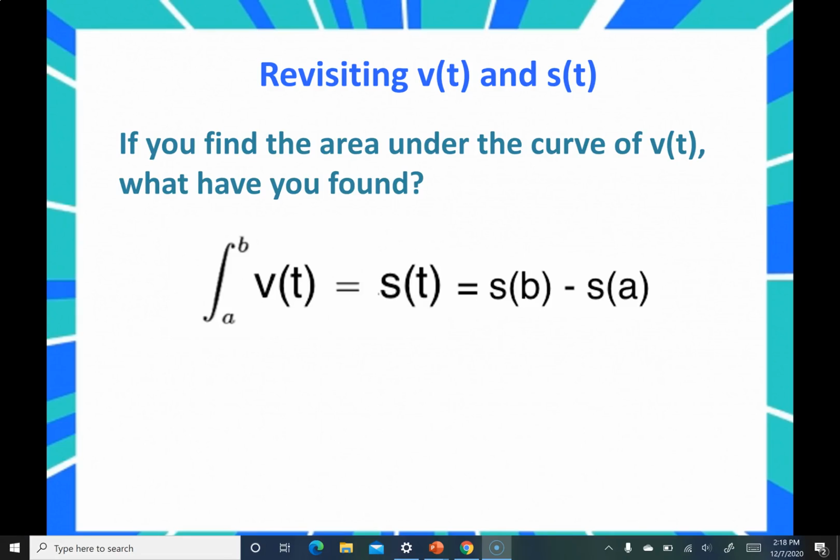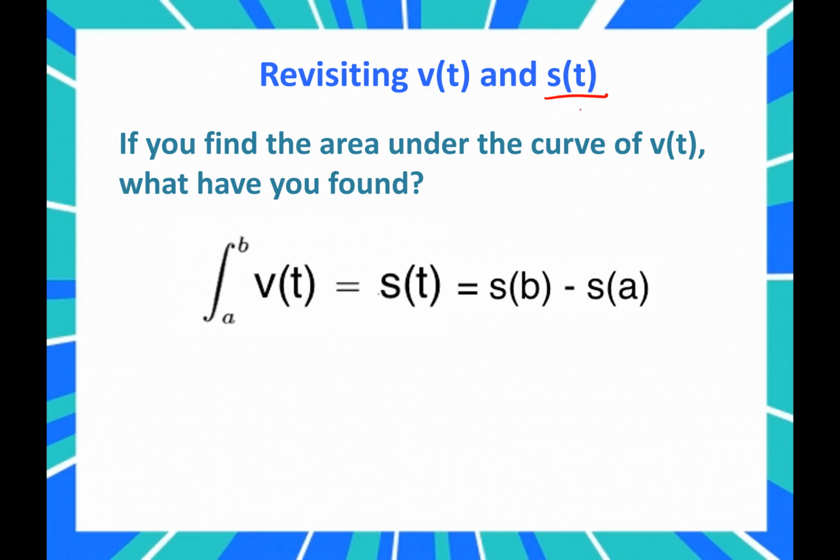So let's revisit talking about the velocity function and the position function. The question we looked at earlier was, if you find the area under the curve of the velocity function, what have you found? Well, if you need a reminder, you can go back to that video, but we learned that the integral, or the area under the curve of velocity, gives you the position function. And we saw a position function as h of t or p of t, but I also want you to know that s is a common letter that we use for position.